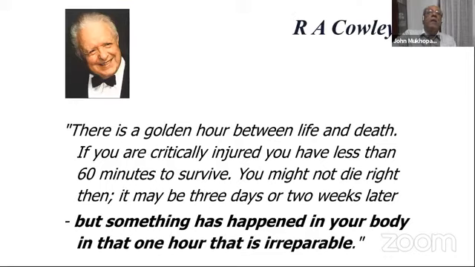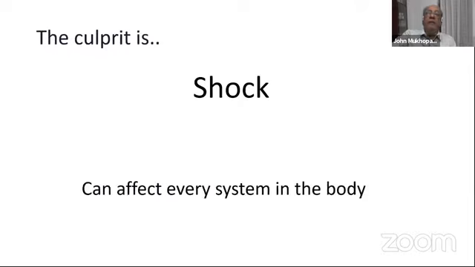Abraham Cowley many years ago talked about the golden hour and said that there's a golden hour between life and death. If you're critically injured, you have less than 60 minutes to survive. You might not die right then. It may be 3 days or 2 weeks later, but something has happened in your body in that 1 hour that is irreparable. And that culprit is really shock. And shock really affects every system in the body, from the cardiovascular system to the gut to the nervous system to the peripheral vascular system. Every system in the body gets affected as a result of the complications of shock.